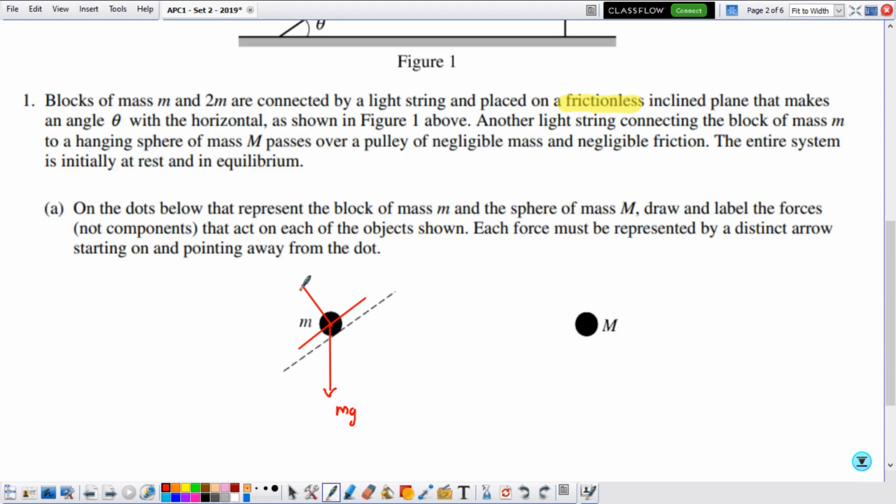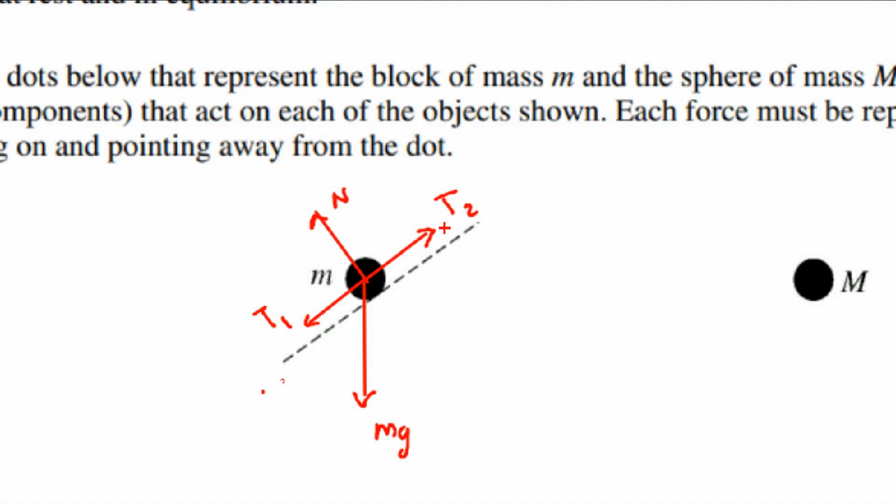Then let me say this is capital N, that would be T2, and that would be T1. Now here in this case it's not necessary that T1 should be equal to T2, although they are balanced, but remember that actually T1 should be less than T2 because there will be part of this component helping the tension in order to balance T2.